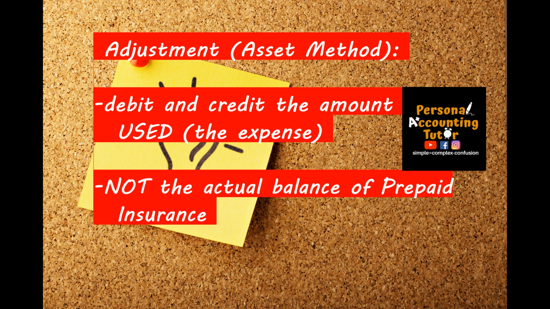Because the adjusting entry is what you do to bring the accounts to their correct balances, which is in this case, again, the actual balance for the prepaid insurance, 16,000. So from 24,000, how come it became 16,000? We deducted 8,000. That's why we credited prepaid insurance 8,000.